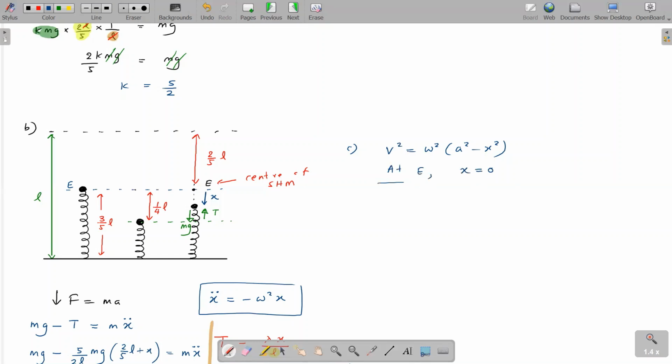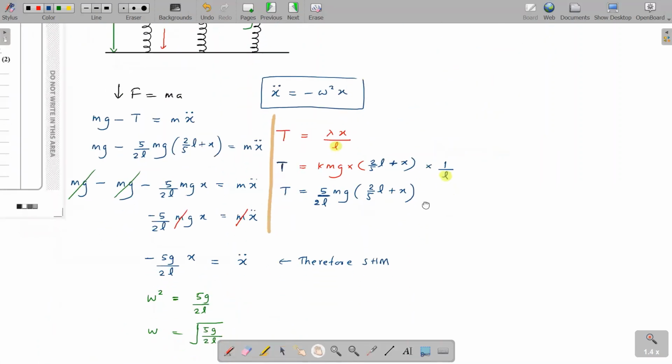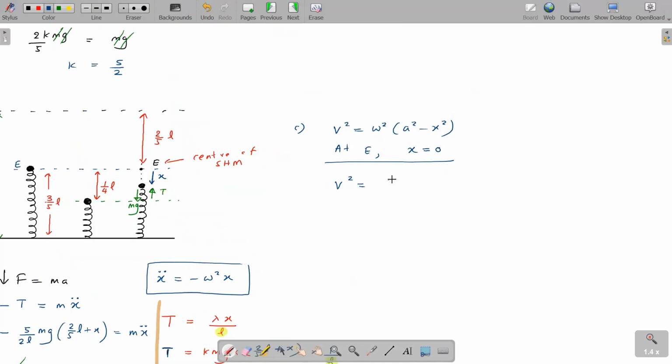So let's substitute everything. V square equals omega square times 5g over 12. Amplitude is, I just told you that the amount you displace from the center is the amplitude, right? So from the equilibrium position, they have displaced the object a distance of 1 over 4L. So amplitude square will be 1 over 16L square, because amplitude is 1 over 4L.